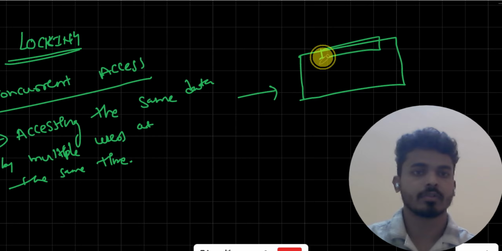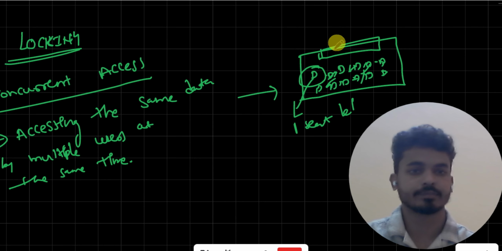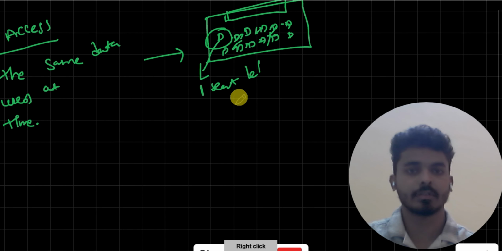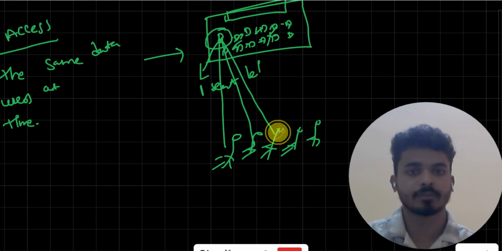For example, these are the tickets you need to book. All tickets are booked except one seat. This is the only seat left for booking the ticket. For example, at the same time, five members want to book this ticket. So this leads to concurrent access.